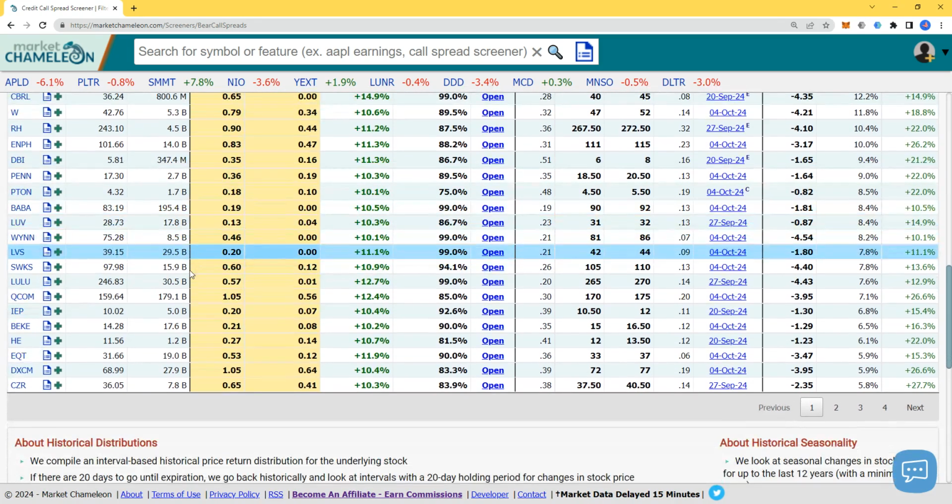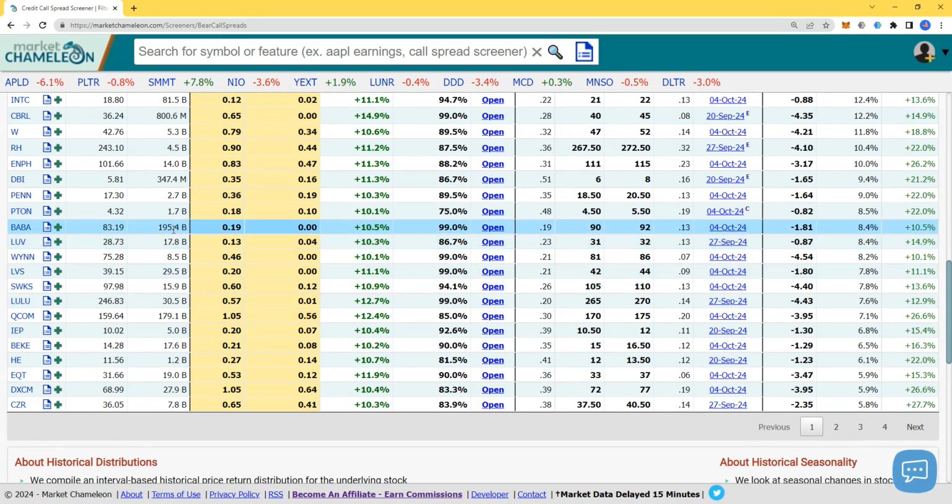I heard they have some news yesterday. The people from China can buy the stock or something. I don't know. I haven't paid attention to Alibaba. Price 83. Almost 200 billion market cap. Look at this, 99% win rate. This is insane. 10.5% edge, meaning you collect $19 instead of zero.